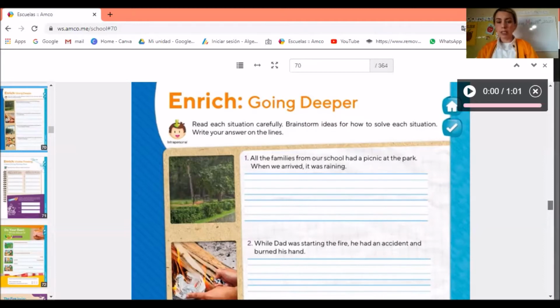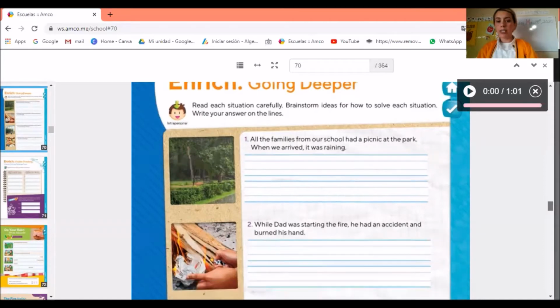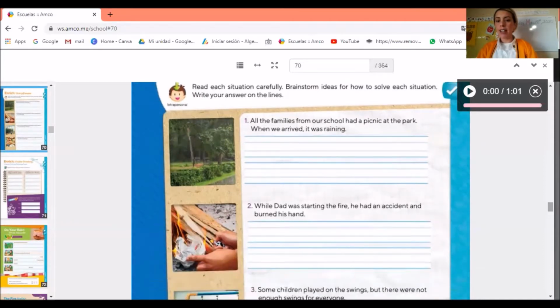Number 2 says, while Dad was starting the fire, he had an accident and burned his hand. Uh-oh. How can we solve that situation? Should we call an ambulance? Should we put Daddy's hand on cold water? What do you think? Make sure you write your answer, okay?